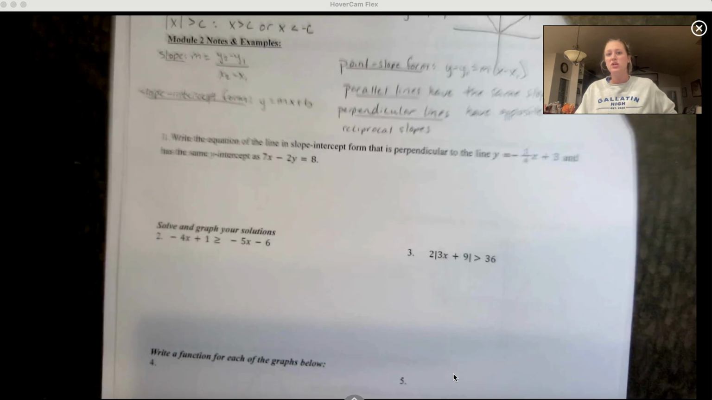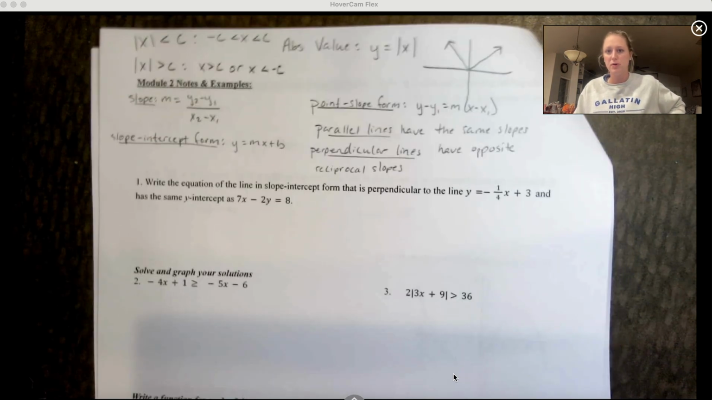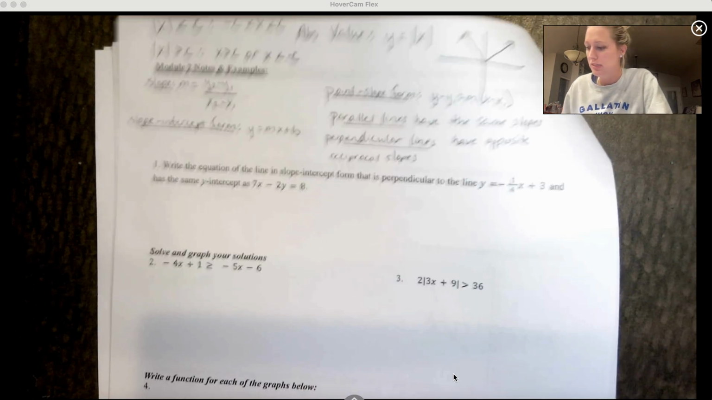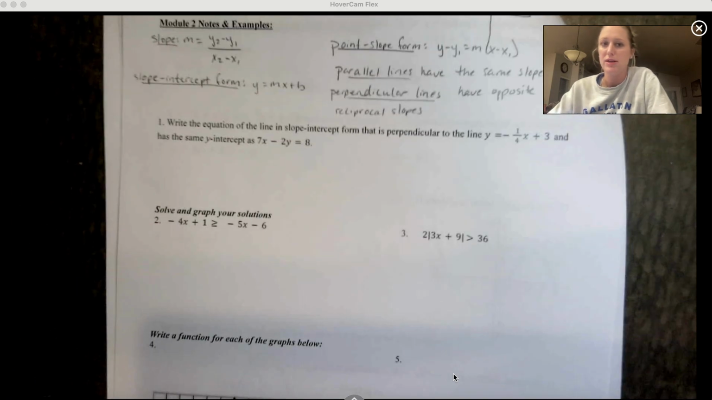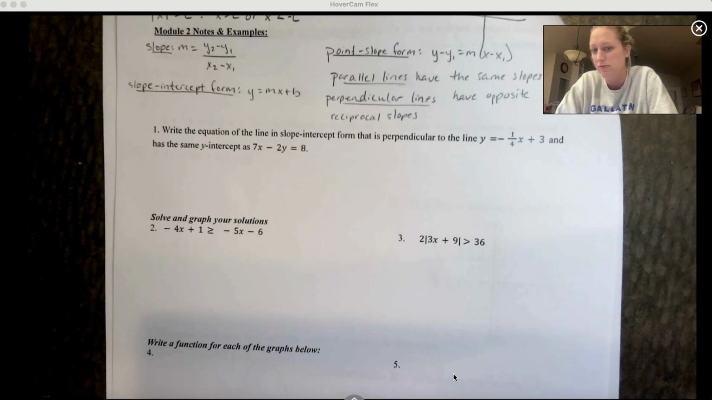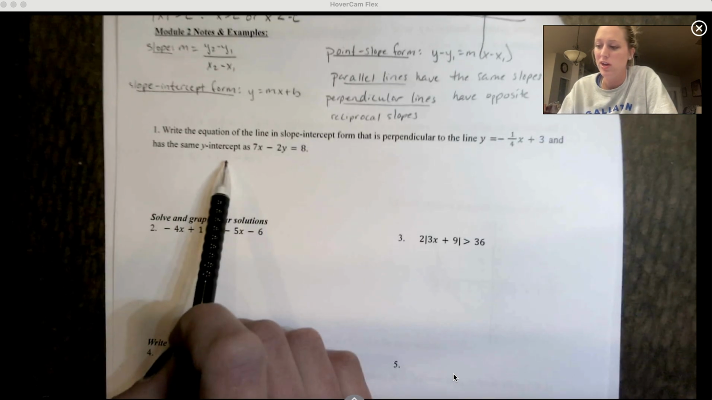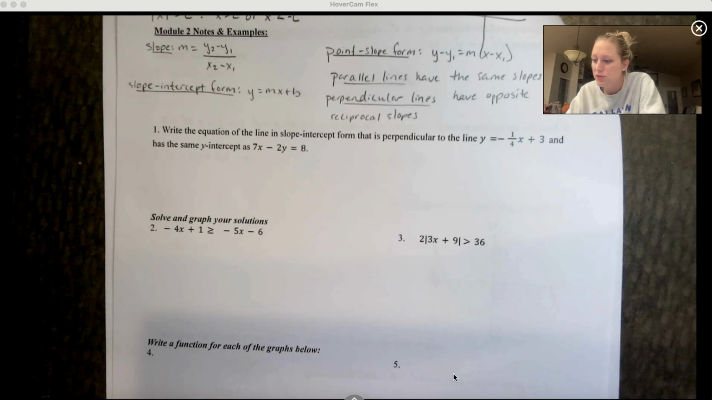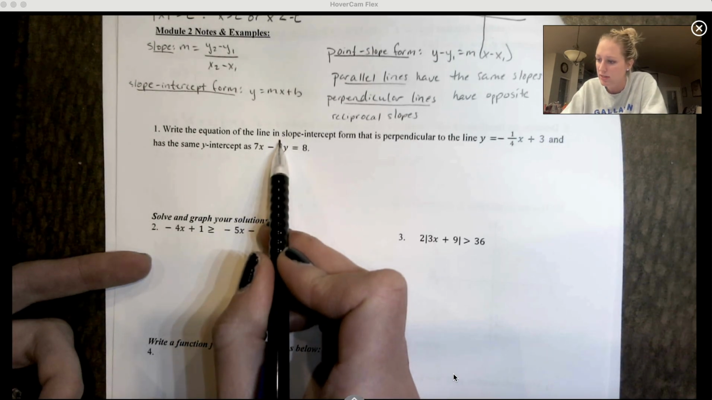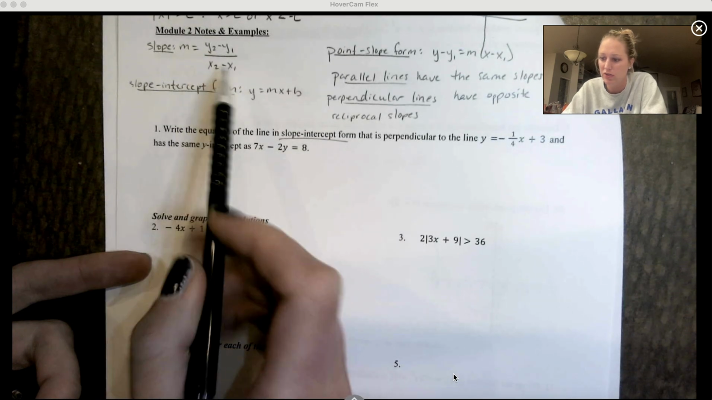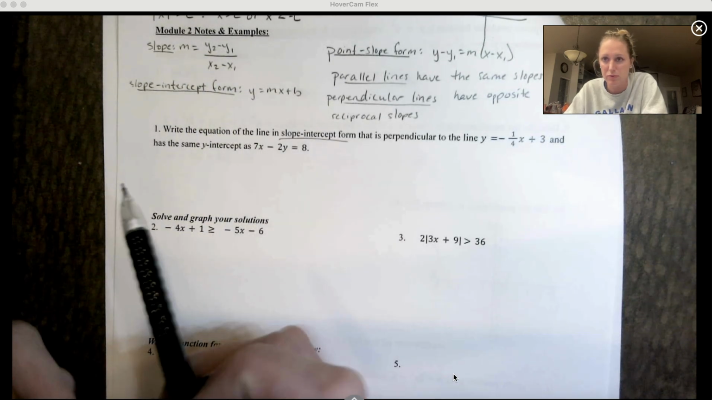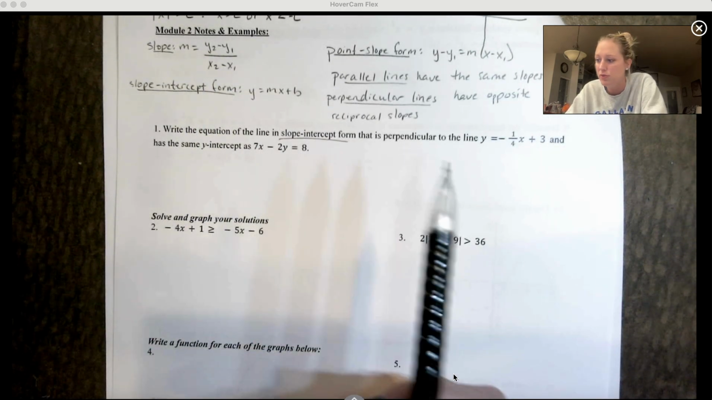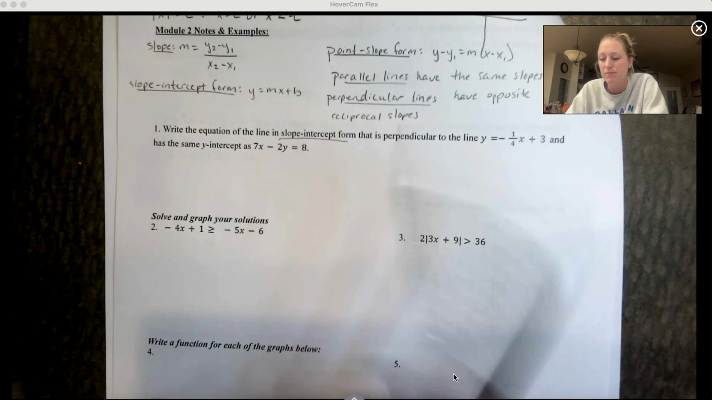Okay, so let's jump into some examples. You can pause the video and get those notes if you need to. Here, I'm going to write the equation of a line in slope-intercept form that is perpendicular to this line and has the same y-intercept as this one. So I have a couple of options here. I need two things. They want me to write my equation in slope-intercept form, which is y equals mx plus b.